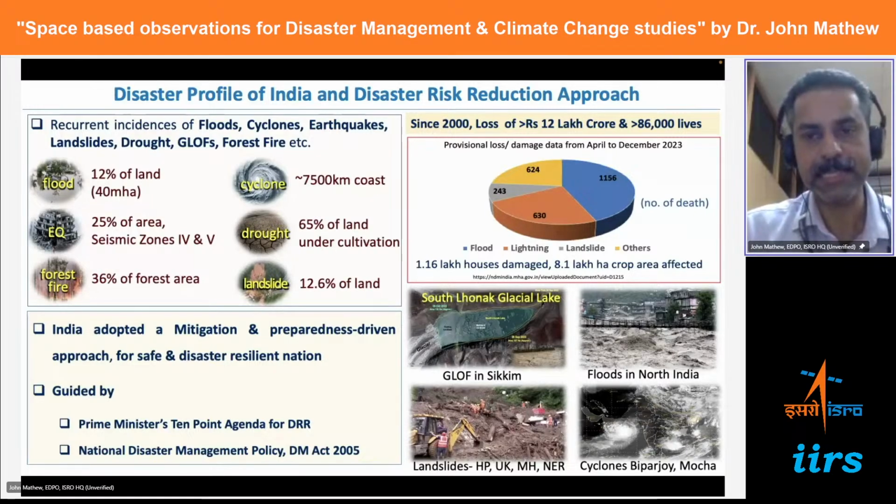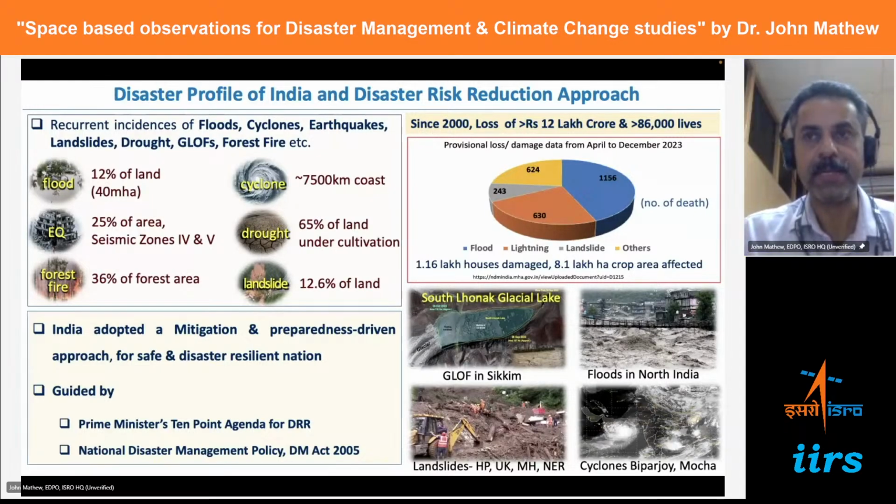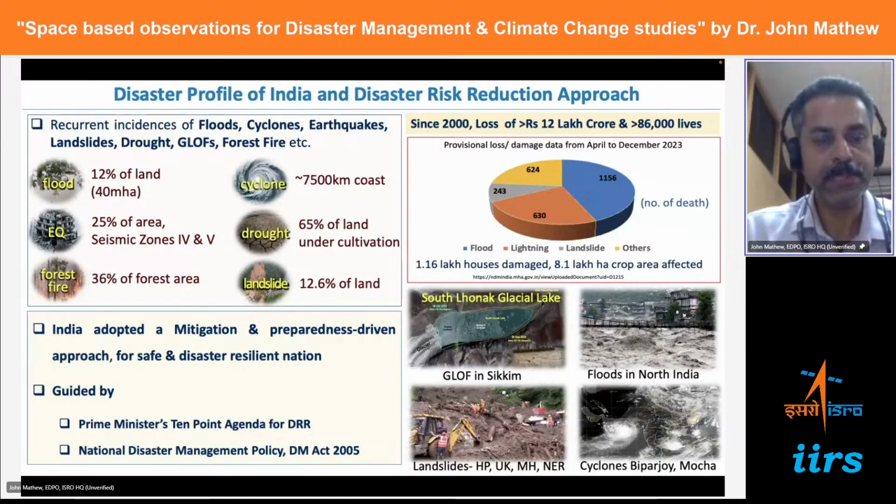And if you look at the statistics in 2023 itself, more than 1,100 to 1,200 lives were lost in the country. And most of these were attributed to floods, and then lightning is another disaster. And you also see that our country has a very good disaster management support program, and it is a mitigation and preparedness driven approach that the country has adopted. And these are driven by the Prime Minister's 10-point agenda for disaster risk reduction.